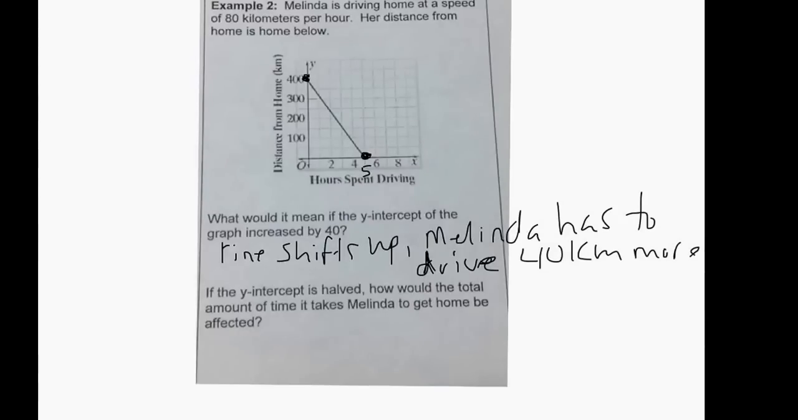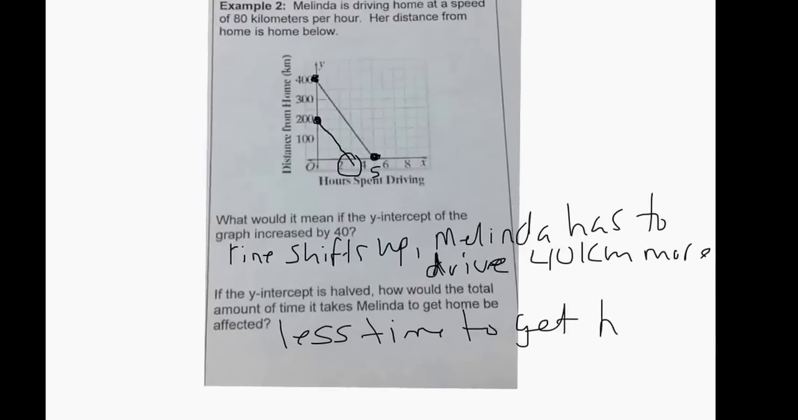If the y-intercept is halved, how would the total amount of time it takes Melinda change? So instead of going 400, she goes 200, but we don't change our slope, so the line is going to be parallel, and so you can see that it takes her less time to get home, and that makes sense. If you had 400 kilometers to go and then you only have 200 kilometers to go, it's going to take you less time to get home.